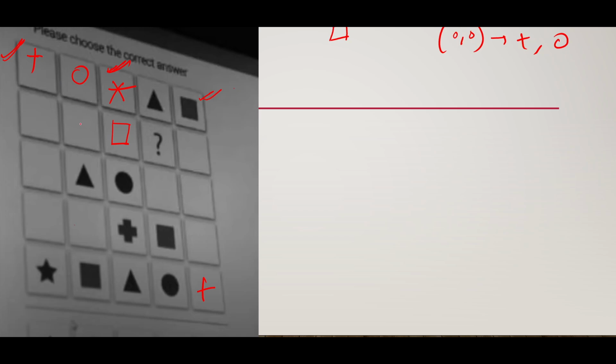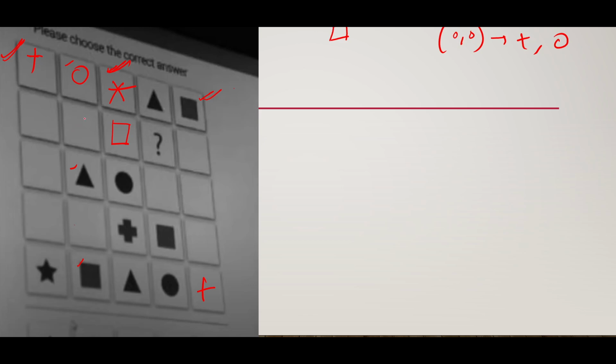In this option, what we can fill, we need to identify. So we have square, we have triangle, we have circle. We have two options, either we can fill star or we can fill plus. So plus we will fill here. What is the reason to fill plus here?